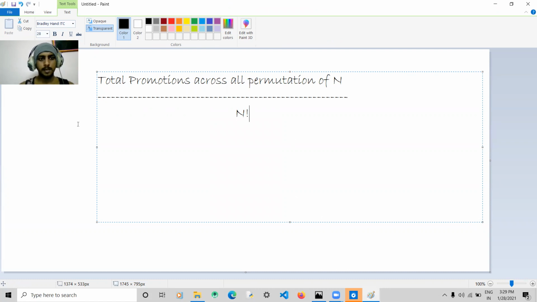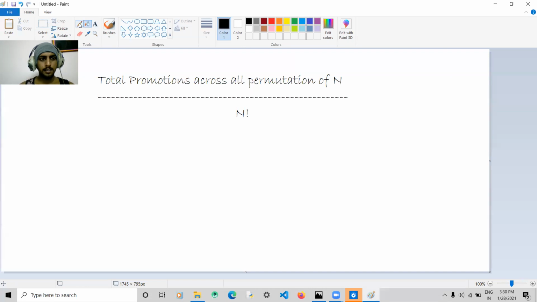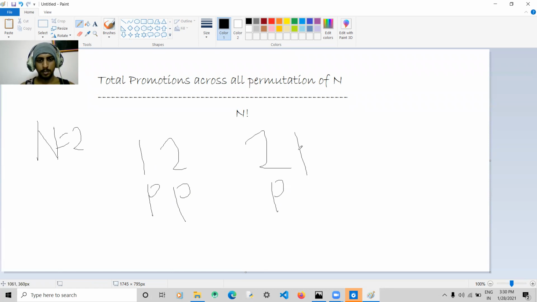So let's take an example. Let's say n is 2 and our arrangements are 1 2 and 2 1. Here both get promoted, here only one gets promoted. This can't get promoted because it has a bigger number on the left. So there are a total of three promotions across all arrangements, divided by 2 factorial. This is our answer, 3 by 2. That's how we calculate expected value.